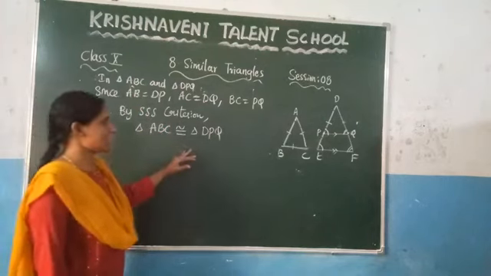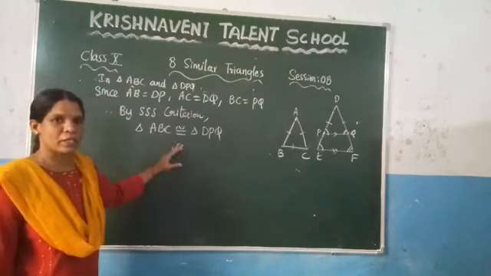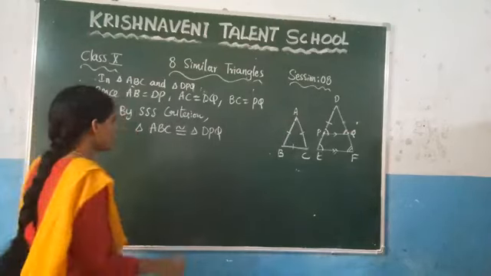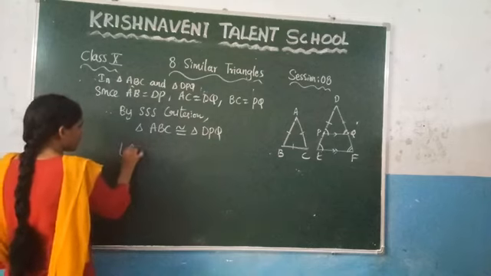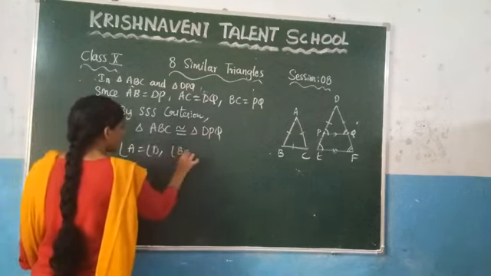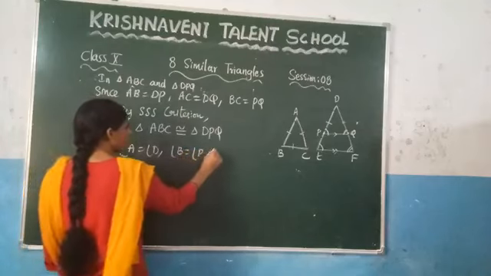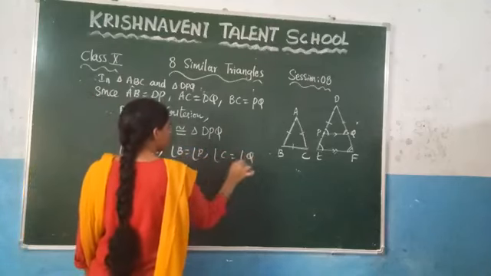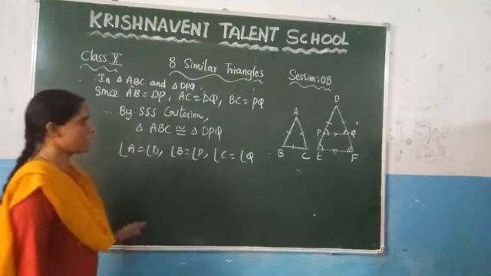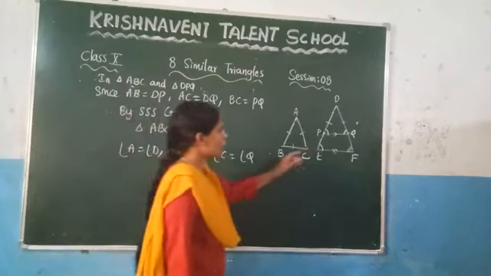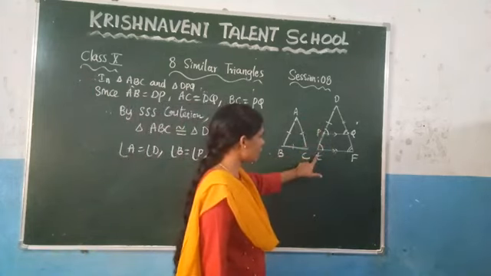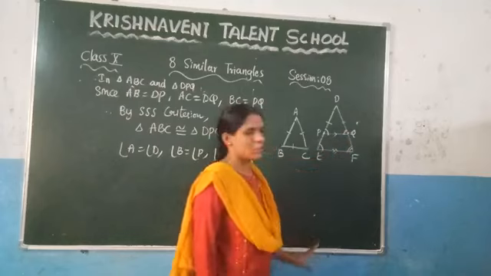If these two triangles are congruent, we can say that their corresponding sides are equal and their corresponding angles are also equal. So what will we get here? Angle A is equal to angle D. Similarly, angle B is equal to angle P. And similarly, you get angle C is equal to angle Q. Now you got this condition. But here already we have proved that these two lines are parallel, and we got angle B is equal to angle E, angle Q is equal to angle F.